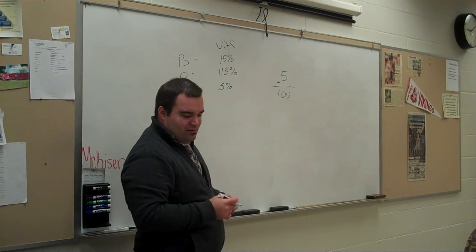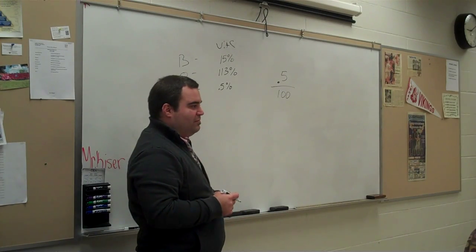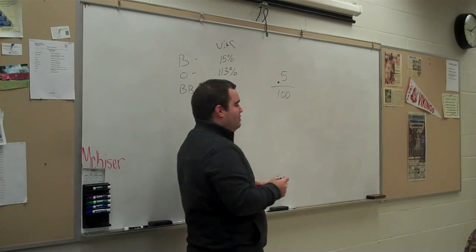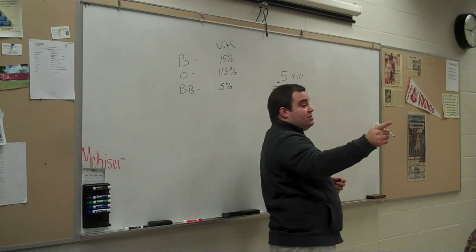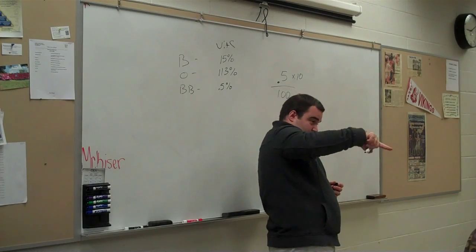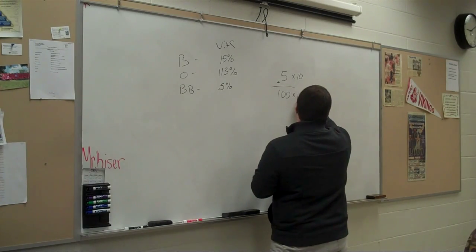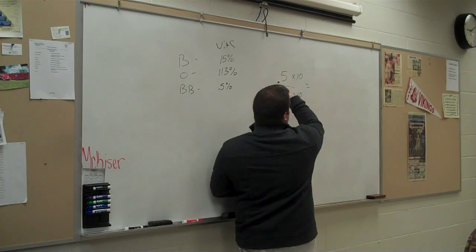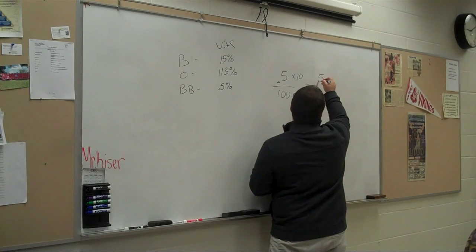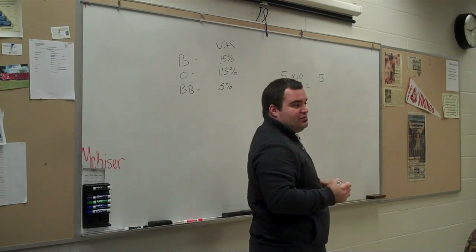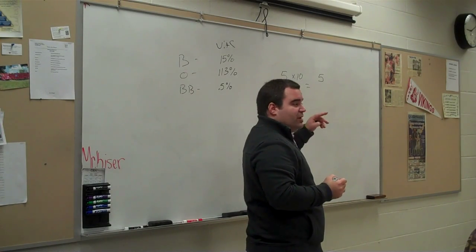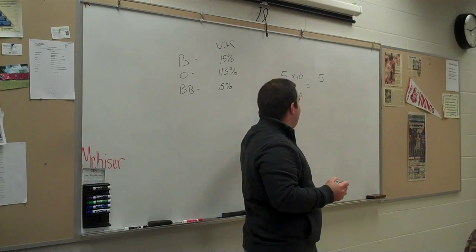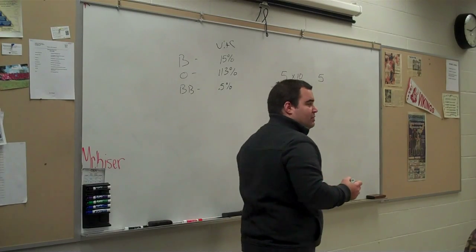Your book says multiply by 10. Then it's 5. But whatever I do to the top, I must also do to the bottom. So now we're on a cube instead of a square. Now it's no longer 0.5, it's 5, because when you multiply decimals by tens, the decimal just goes away. 0.5 times 10 is 5. And 100 times 10 is 1,000.